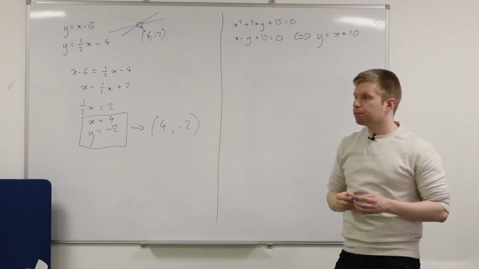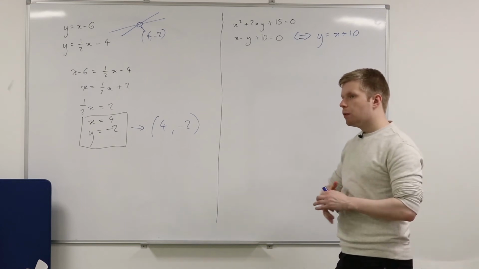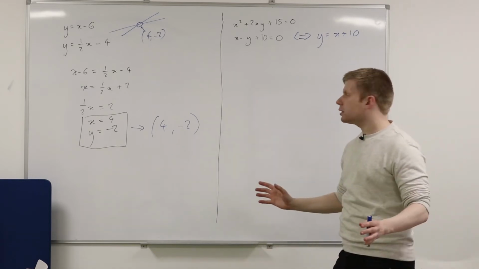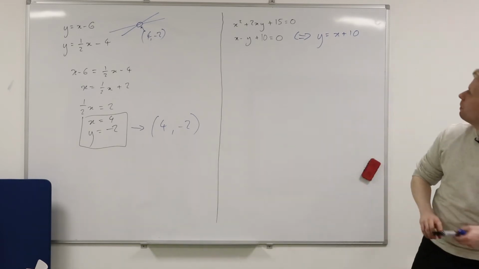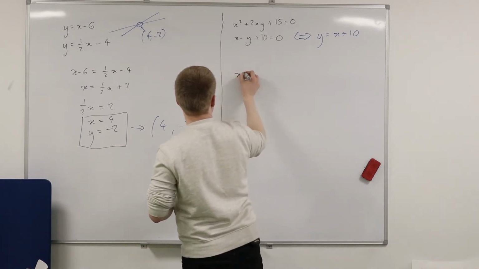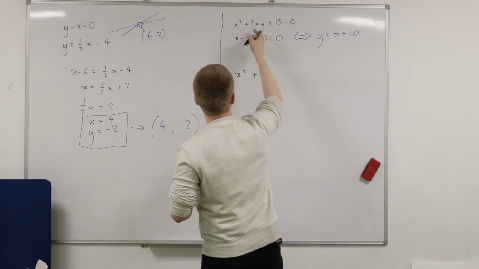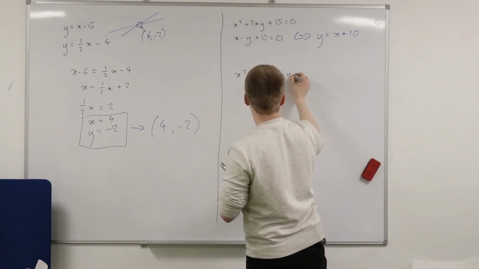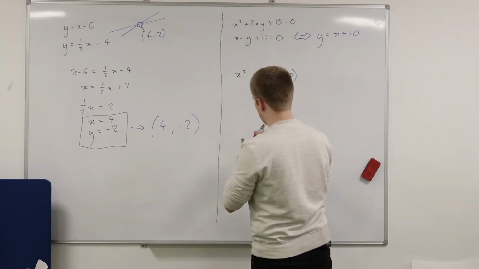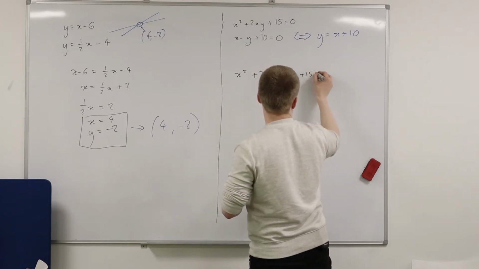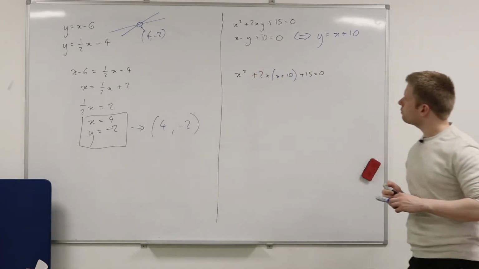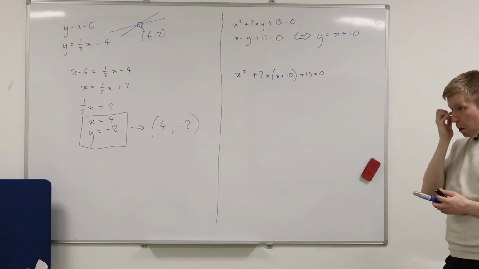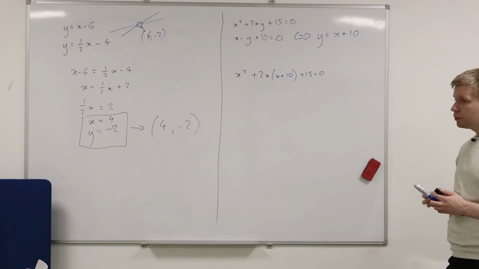That would also be true. Yeah? And then whenever I see that y again in this equation, I can just replace it with x plus 10. Okay? So x squared plus 2 times x times y. So I can replace that with x plus 10 now. Plus 15 equals 0. Make sense?